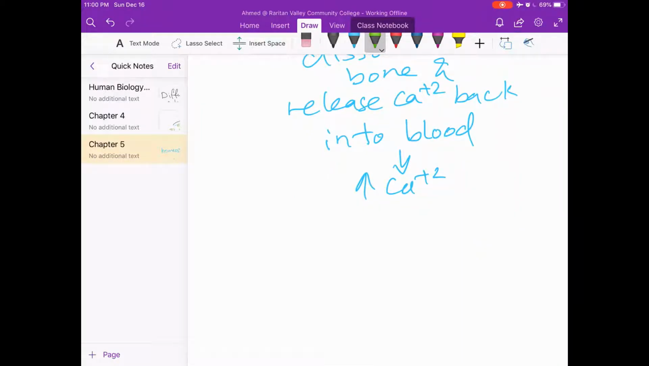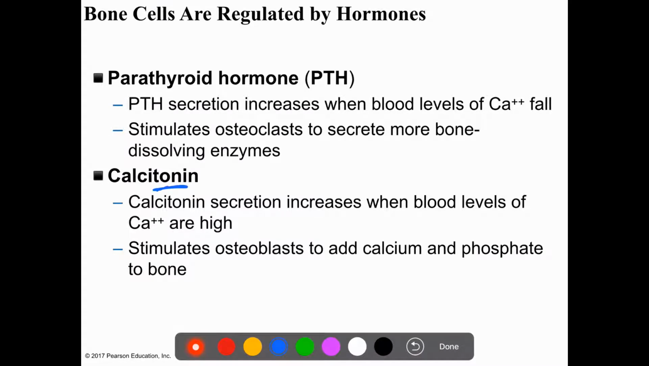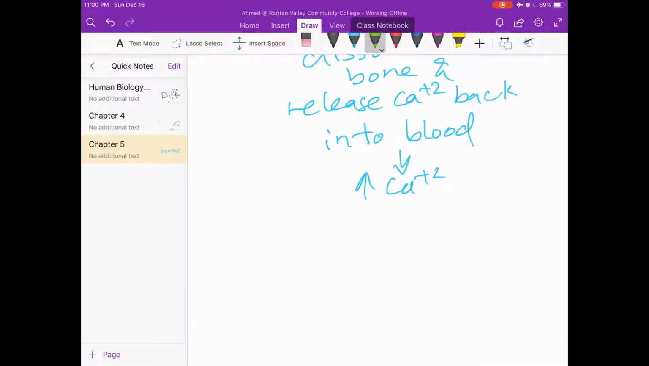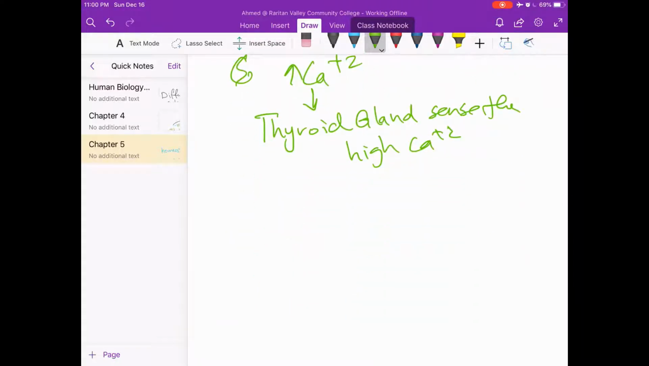However, we have the other hormone, which is calcitonin. Calcitonin secretion increases when we have high calcium levels. So calcitonin works in opposition to the parathyroid. So how is calcitonin working? Say, for example, if we have high calcium levels, then this time the thyroid gland will sense the high calcium levels. The thyroid gland will release the calcitonin.